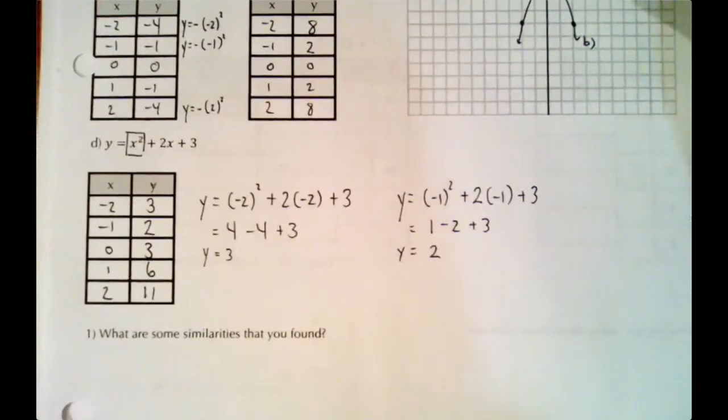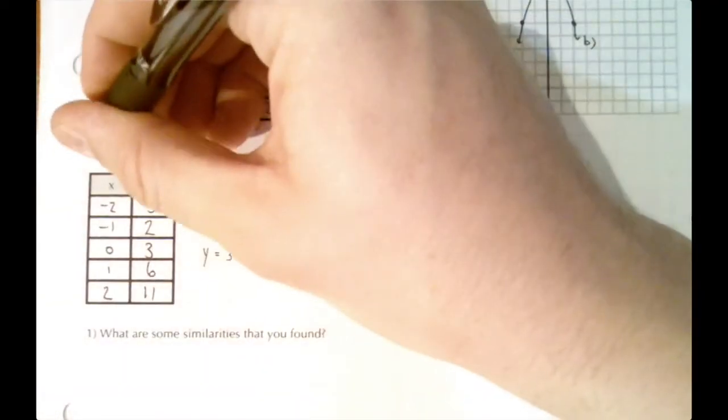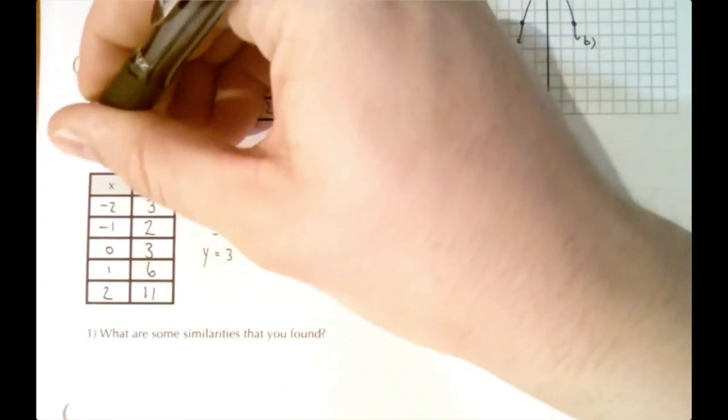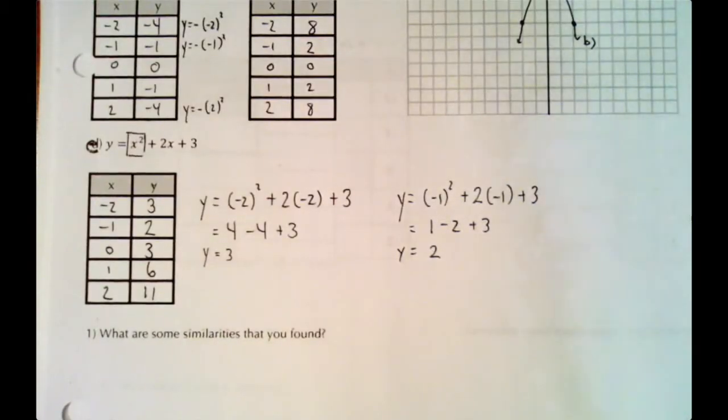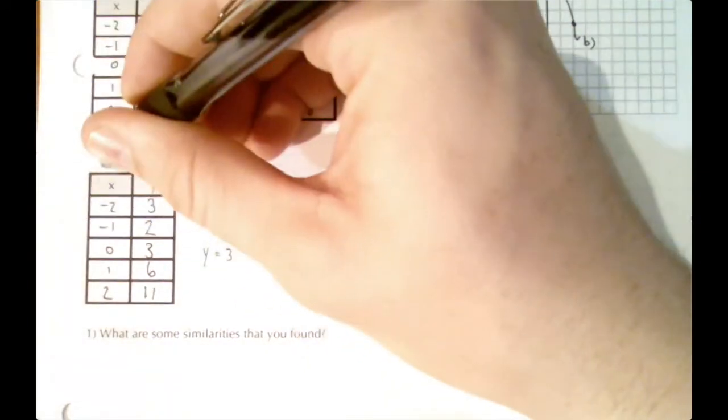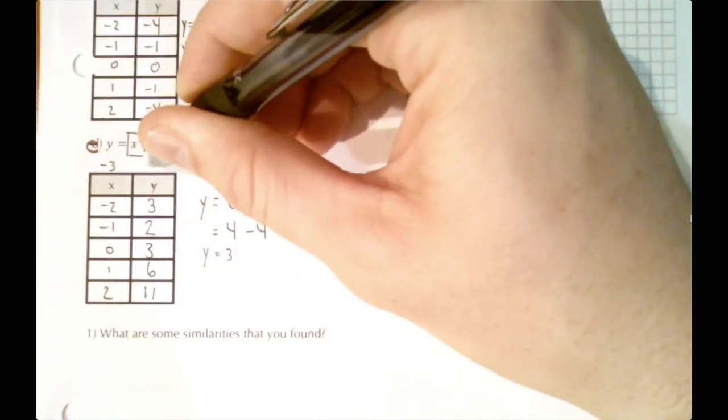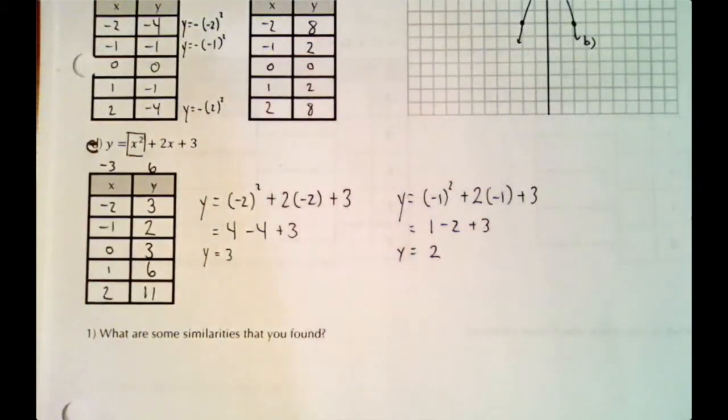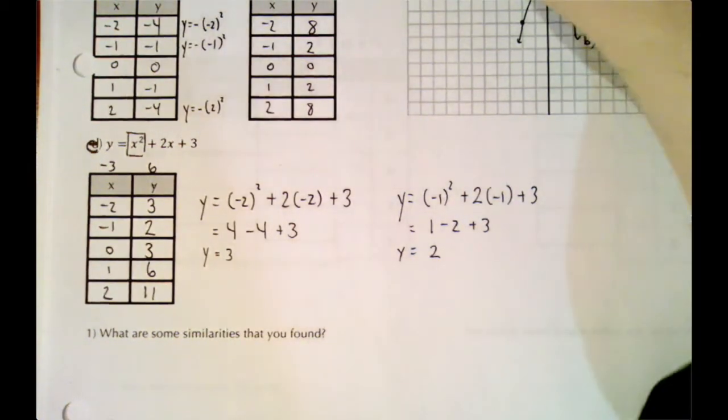So if you make a table and you don't end up with all the necessary points to make it symmetrical, you can add points because you know that a parabola is going to be symmetrical. In fact, if you wanted to check -3 for x, you do get 6, which is that extra point I added. All right, what are some things we noticed?